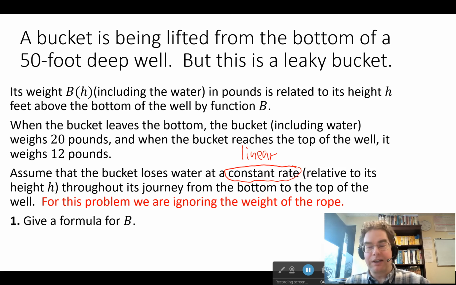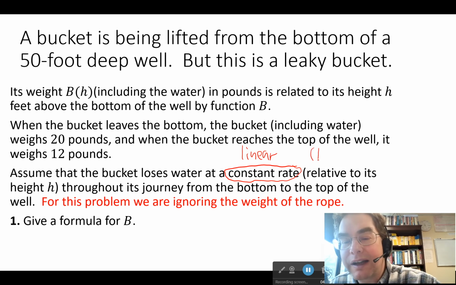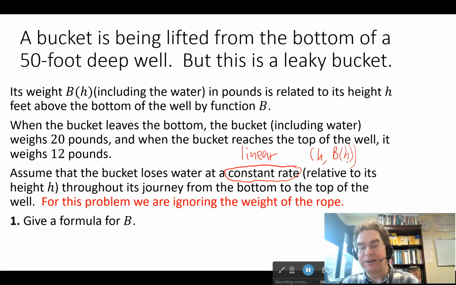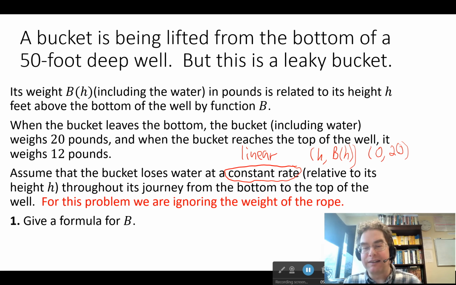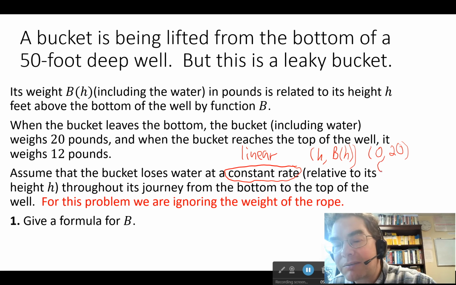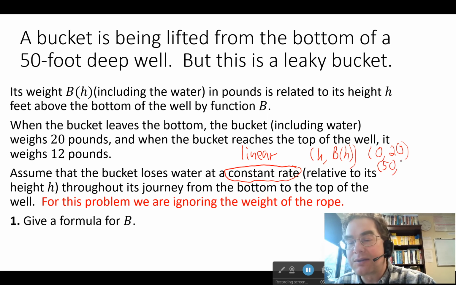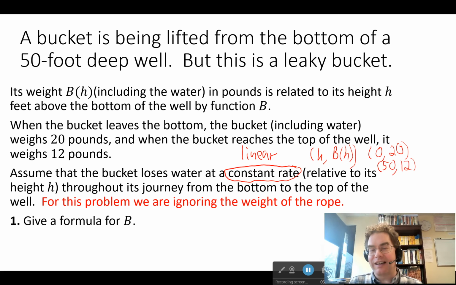Okay, so if we think of ordered pairs here, h, b of h, so height as the input, weight as the output, we do have 2 bits of information here. So when the bucket is at the bottom of the well, its height is 0, and its weight at that point is 20 pounds, so 0, 20 will be a point on the graph of this function. And when it gets to the top, its height is 50 and its weight is just 12 pounds. So 12 would be the second coordinate there. Okay, well, there we go. We got 2 points on our line. We can now go ahead and find a formula for it.